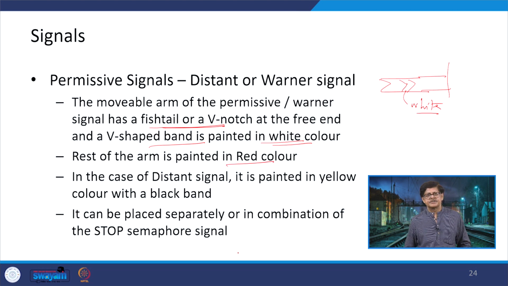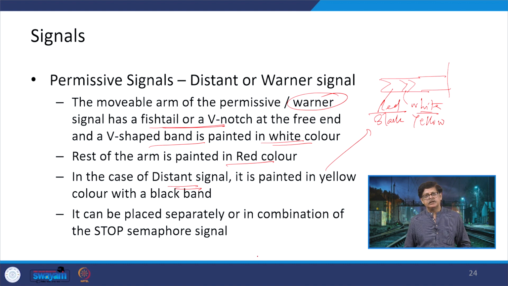In the case of a distant signal, it is painted in yellow color with a black band. So, there is a difference. If you are talking about Warner, then Warner is a combination of red and white, but if you are talking about a distant signal, then it is basically yellow with black. So, that is a difference which will come.